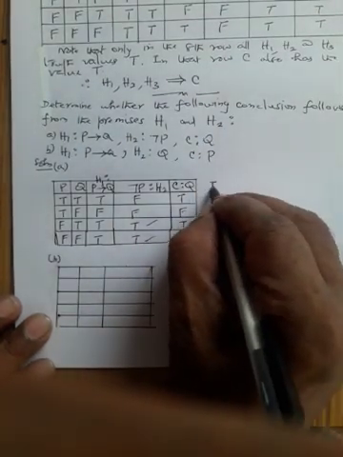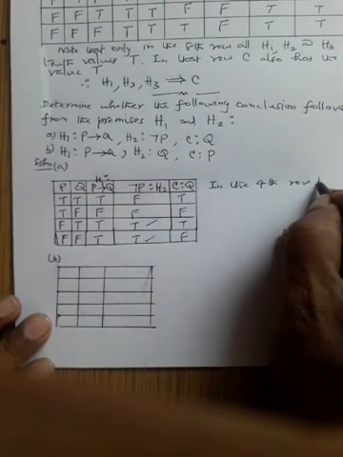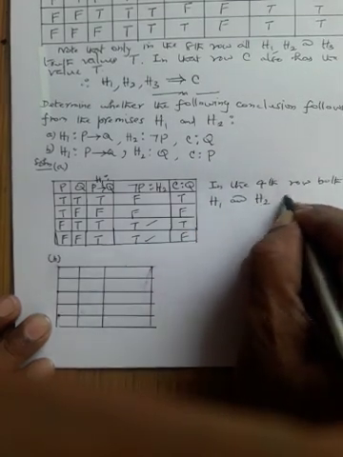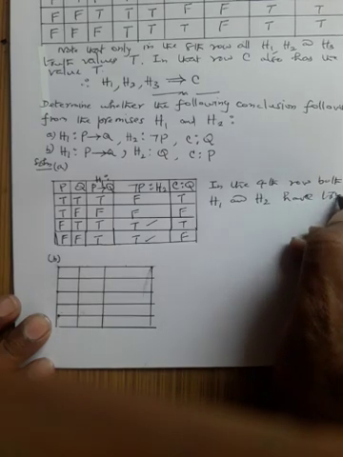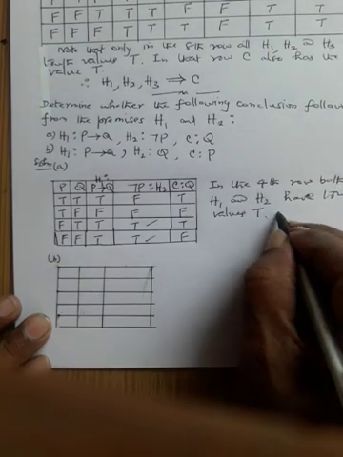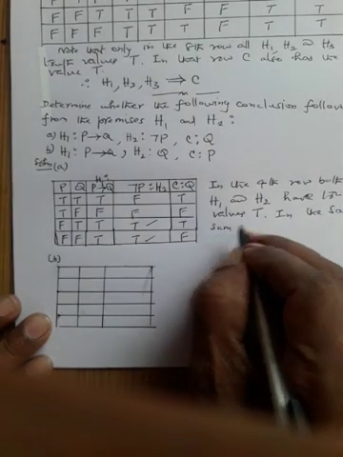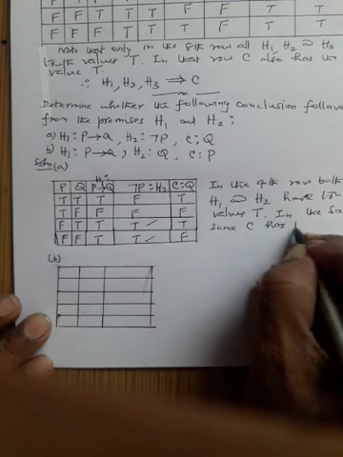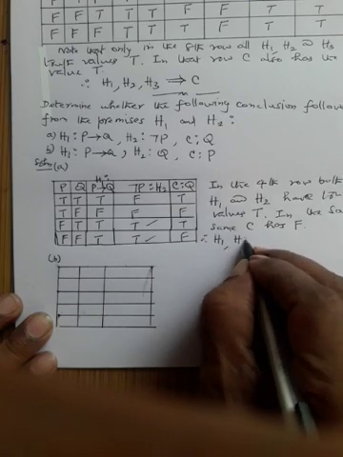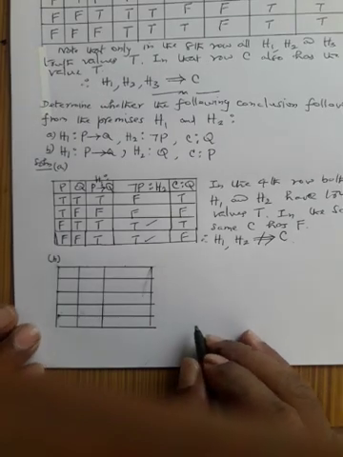Now in the fourth row, both H1 and H2 have truth value T. In the same row, C has the truth value F. Therefore H1 and H2 do not imply the conclusion C. So we'll go to part B now.